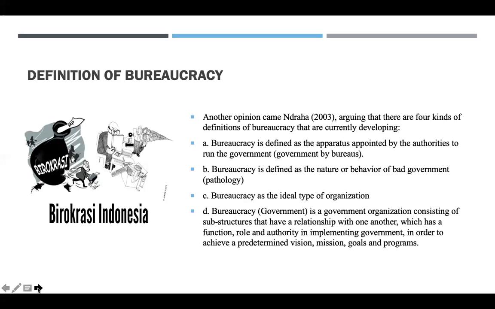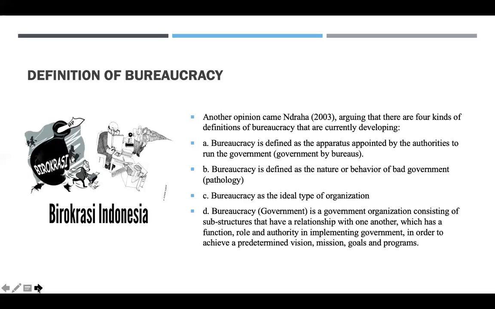So you can say that bureaucracy is defined as the apparatus appointed by the authorities, meaning someone chosen by the authorities, like a president, for example, who then has the function to run the government. So it is a bureaucracy.